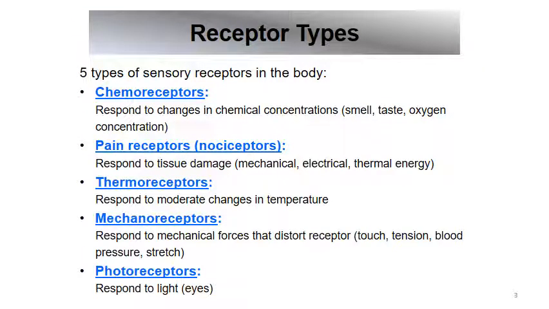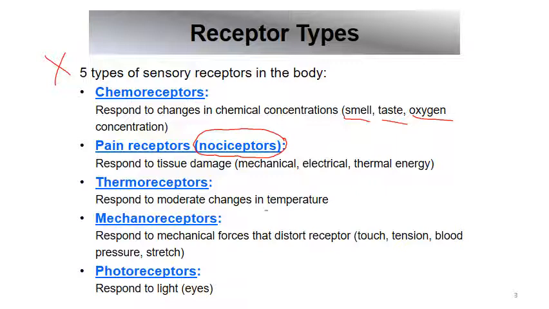Okay, so we're going to put a big star on this slide. We have to know that these are the types of sensory receptors in the body. Know that the chemoreceptors are named this because they respond to chemicals, meaning like molecules. Chemoreceptors pick up smell, taste, also oxygen concentration in the blood. Pain receptors, know the other name for this is called nociceptors.